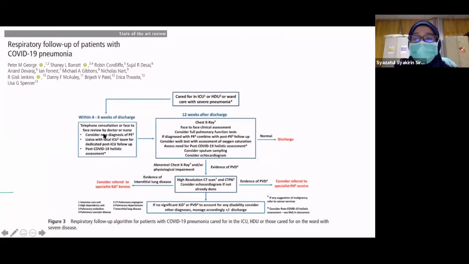Even in the BTS, they proposed even longer than 6 weeks. They have a facility to do a teleconsultation 4 to 6 weeks after discharge, which we could not actually do. So after 3 months, they will assess the patient with chest radiograph and some clinical assessments, some pulmonary function tests. This is from the respiratory interest point of view.